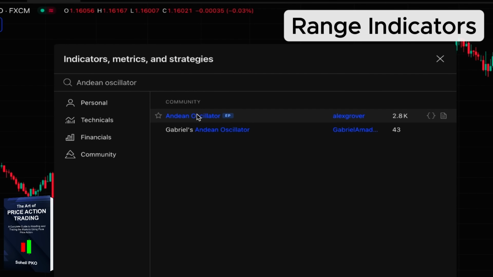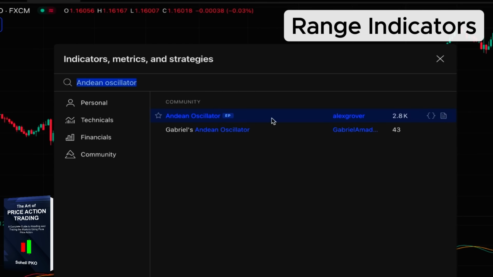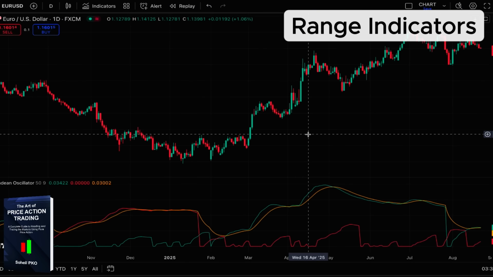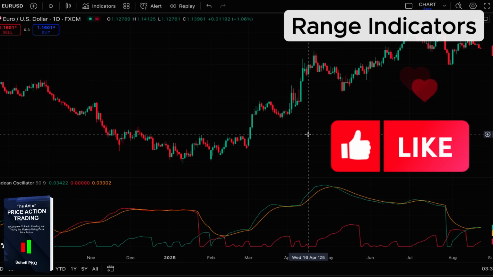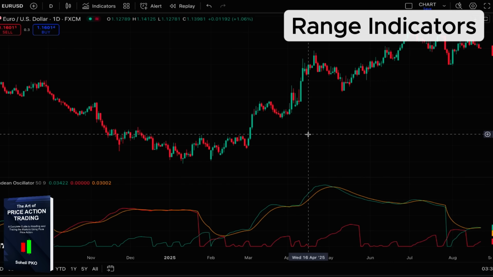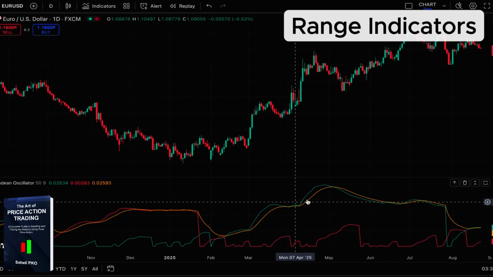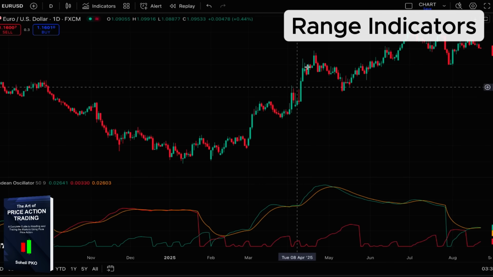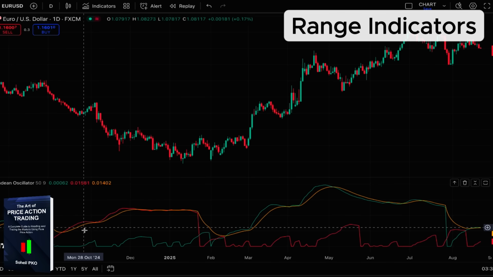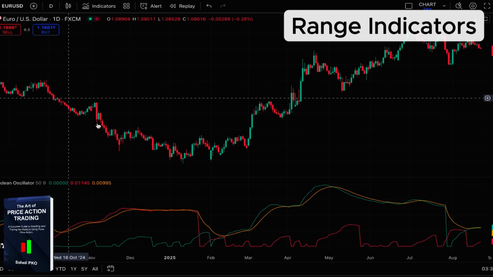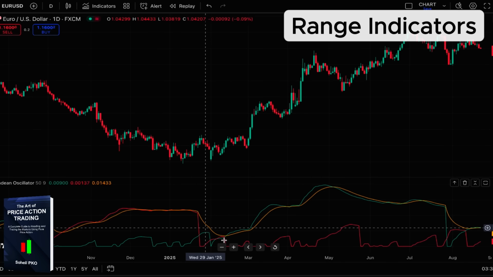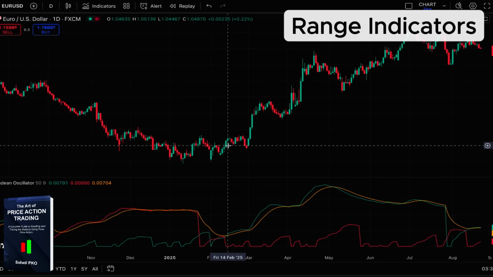The next indicator is Andean Oscillator, this one, which is an Editors' Picks indicator and written by Alex Grover. This indicator is also one of the most powerful indicators that can help you to know when the market is trending and when not trending. As you can see, we have 3 lines here, green, orange, and red. When the green line is above the other two, it tells us that the price is advancing. When the red line is above the other two, it tells us that the price is declining. And in times that the orange line is above the other two, it tells us that the price is moving flat.